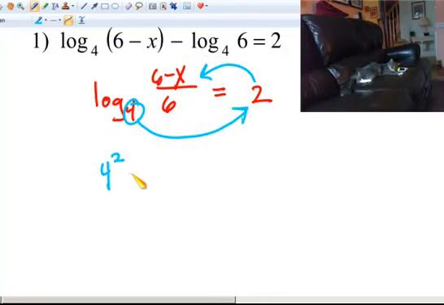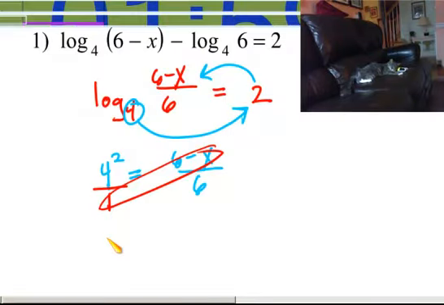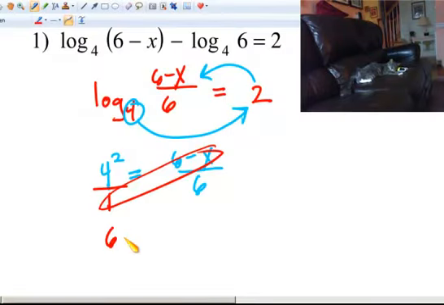So I'm going to get 4 squared equals (6 minus x) over 6, and now I just need to solve that equation. Now if I turn the 4 squared on the left into a fraction by writing it over 1, then I can easily solve by cross multiplying. So if I do 1 times 6 minus x, that's going to give me 6 minus x, and on the left I do 6 times 16, and that gives me 96.